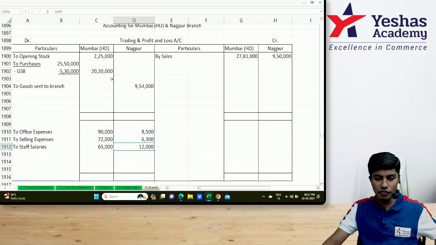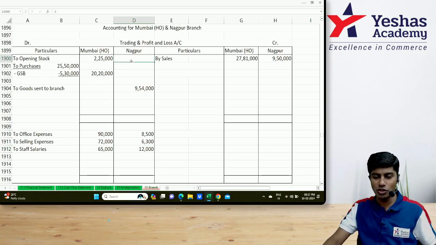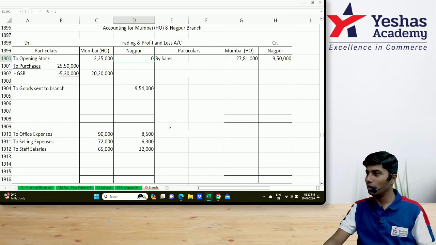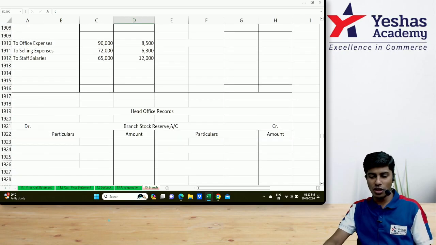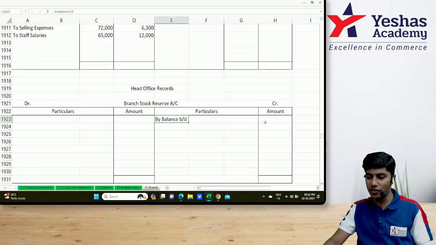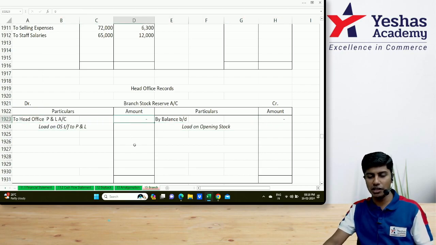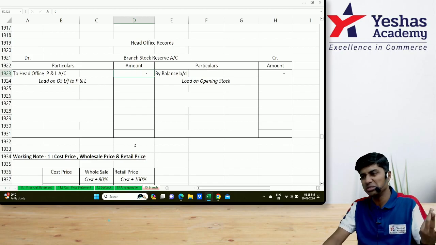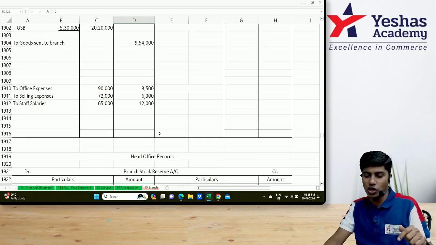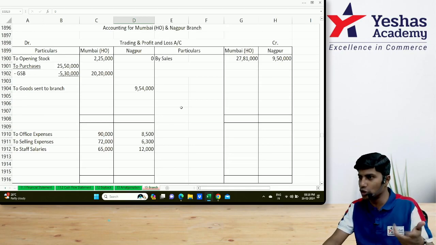So opening stock we know. How much is opening? Opening stock is 0. Why? Nothing is mentioned. If opening stock was there, on that I would have removed load here, head office P&L. But we don't know. Is it there? Not there. So on the closing stock, which we'll find now, we should remove load.